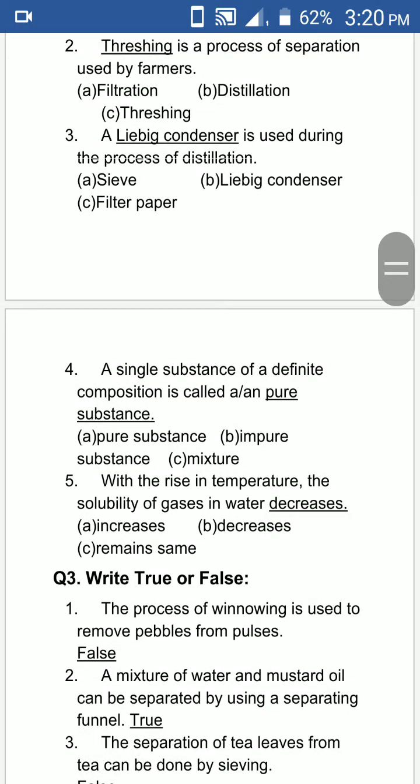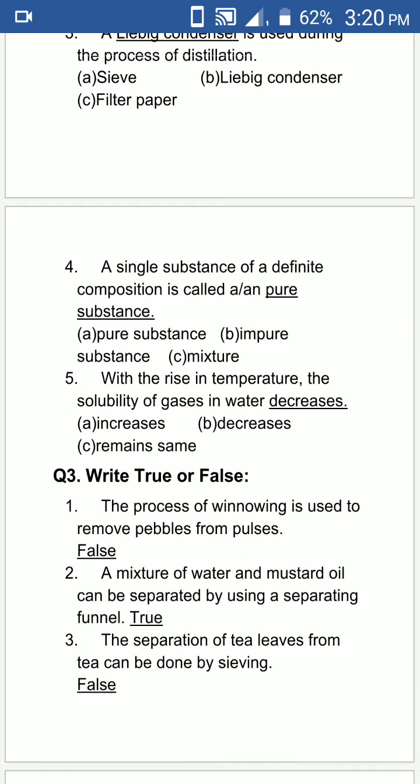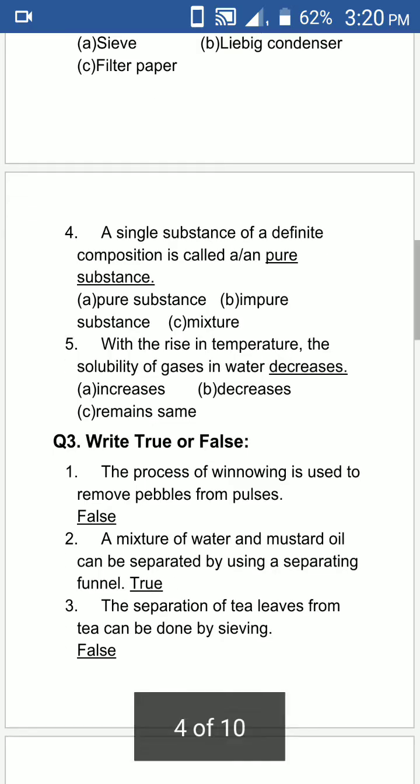Fourth, a single substance of a definite composition is called a or an dash. A is pure substance, B impure substance, and C is mixture. So the answer is A, pure substance. Fifth, with the rise in temperature, the solubility of gases in water dash. A, increases; B, decreases; C, remains same. So the answer is B, decreases.